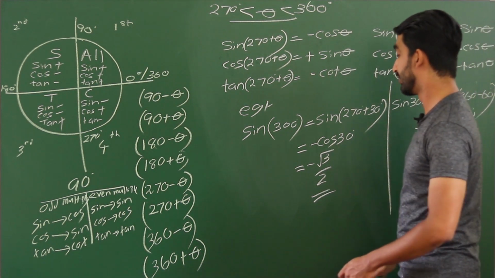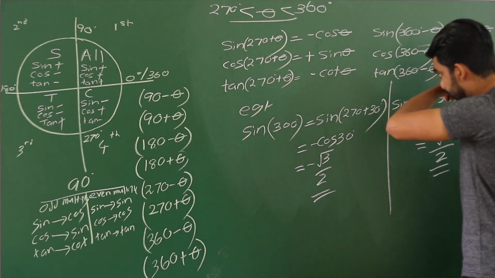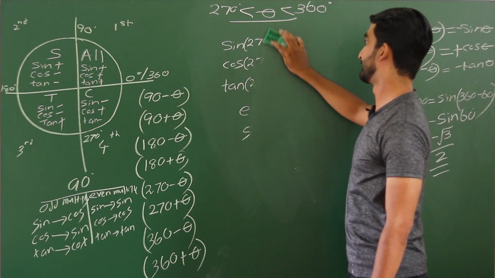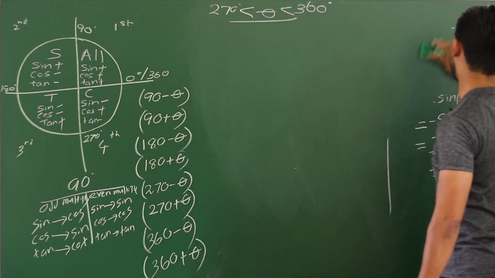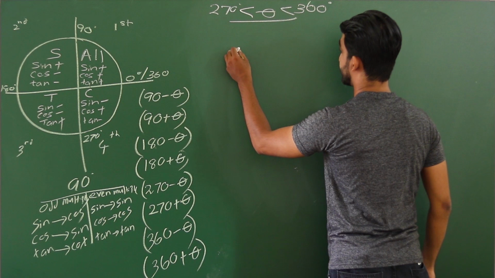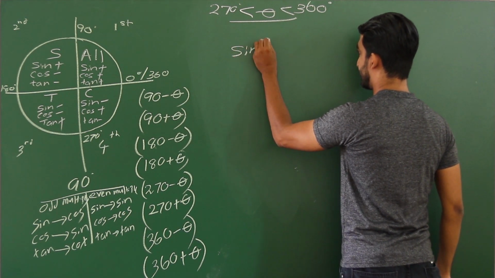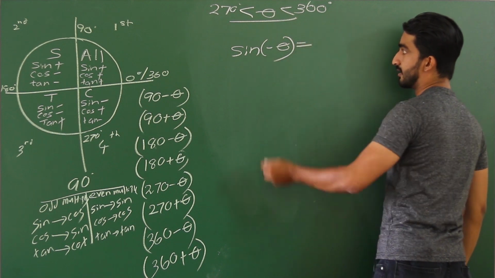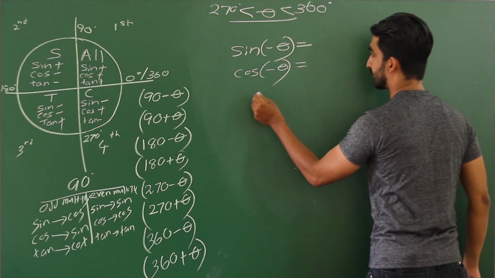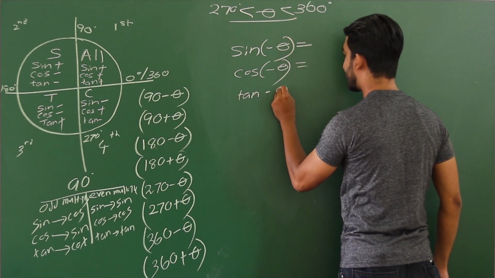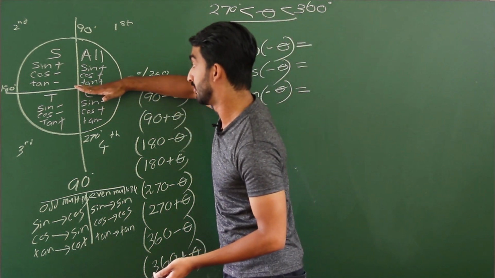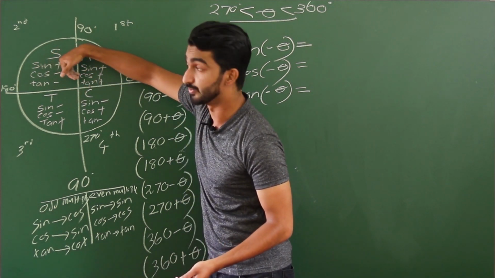Now moving on to 360 plus theta, and before I go for the 360 plus theta, I think I must explain this, which is very important, and even some teachers ignore this. Now let's say sine minus theta, cos minus theta, tan minus theta.